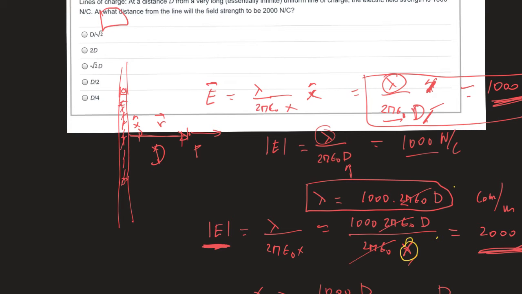Now we go to question 5. It says like this: you have a line of charge, so it means a wire, a long wire, a very long wire, at a distance d from a very long, essentially infinite, uniform line of charge. The electric field strength is 1000 newton per coulomb. At what distance from the line will the field strength be 2000?